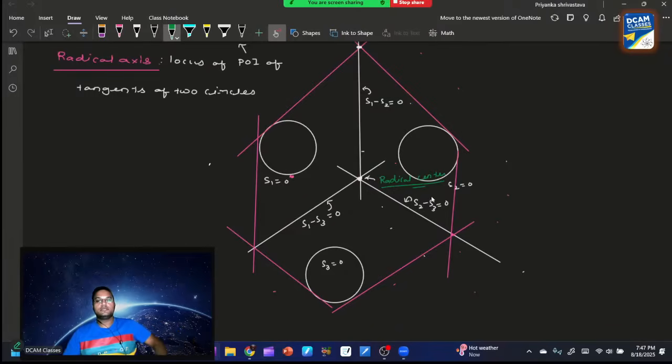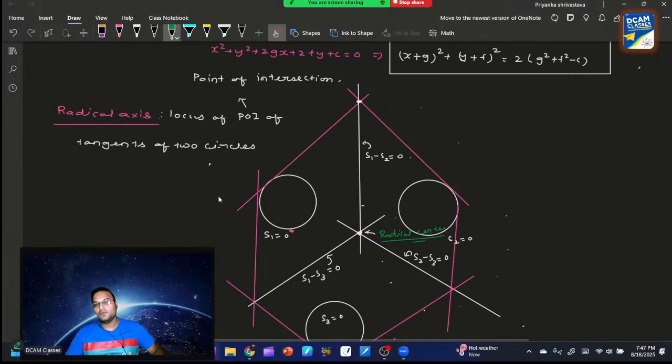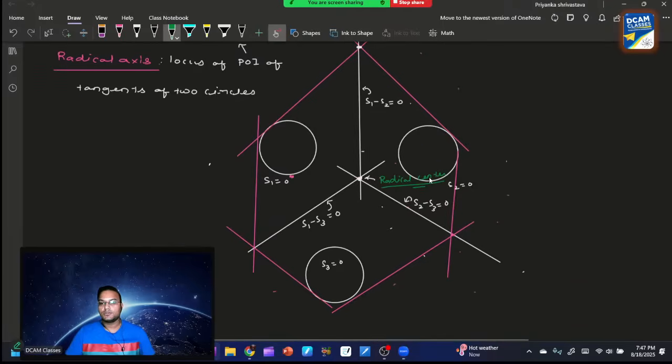This point is known as the radical center. But for solving questions, the only thing you need to understand is what the radical axis is. It's the locus of the point of intersection of the tangents to each circle, that you find by using S1 minus S2 is equal to 0, subtracting the two circles. Okay. Now let me give you some questions.